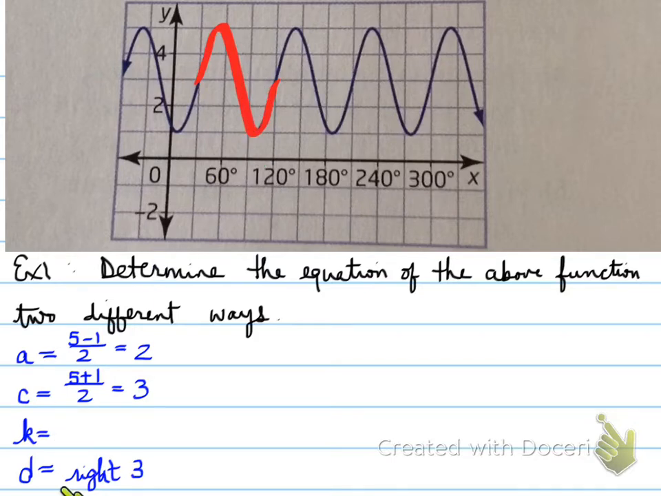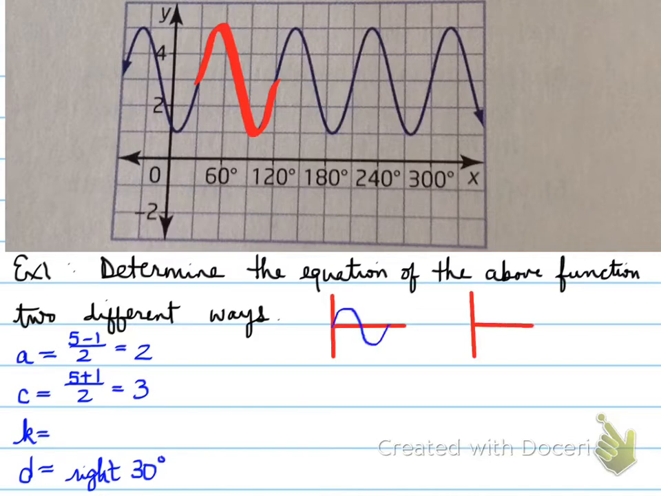And finally, we need to know our D value. Our D value is where we start our cycle. Wherever we start our trace, that is going to be your D value. So our D value is 30 degrees because it starts 30 degrees from the y-axis. Because remember, a basic sine function actually begins on the y-axis.